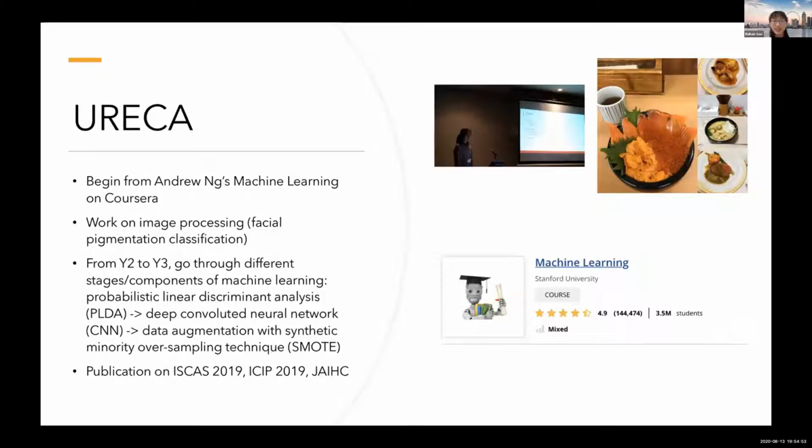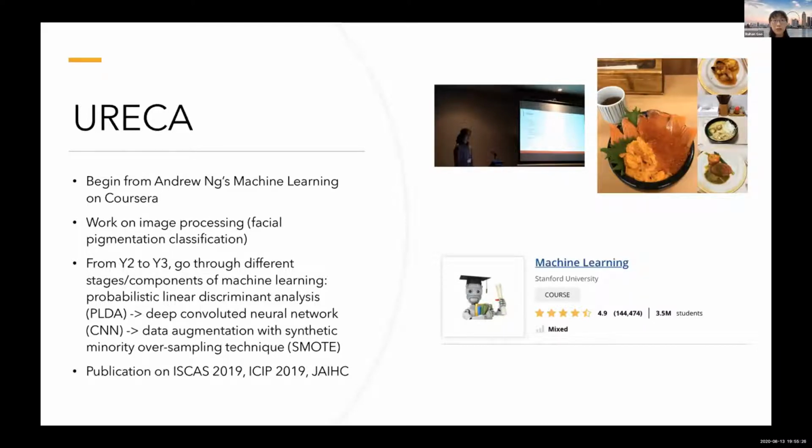Of course, I think Andrew Ng developed a lot of further or higher level courses, for example, deep learning, and they have the specialization kind of thing. So you can explore further on their website. For me, during the 2 years of Eureka, what I take away is, firstly, I went through different stages or components of machine learning. What I did is, firstly, follow a PhD senior. He did the probabilistic linear discriminant analysis, or PLDA in short.